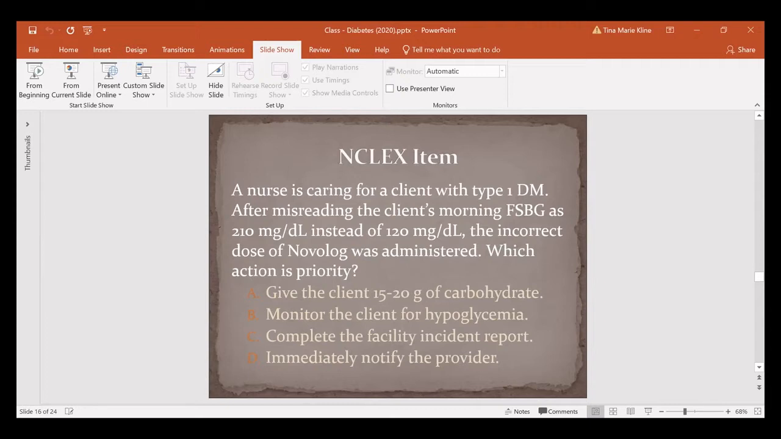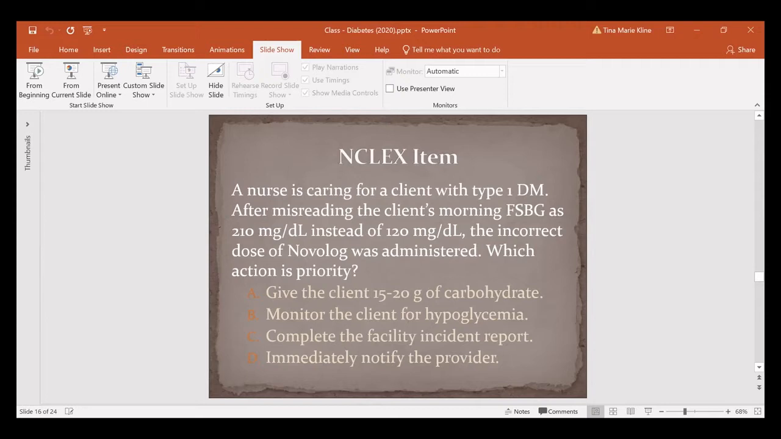All right. Monitoring the client for hypoglycemia. That is totally appropriate because they're definitely at risk for hypoglycemia. I don't necessarily want to respond and give them too much carbohydrate if it's not necessary. So that's the one I'm thinking of, but let's keep reading because a principle of test taking is to look at all of your options.